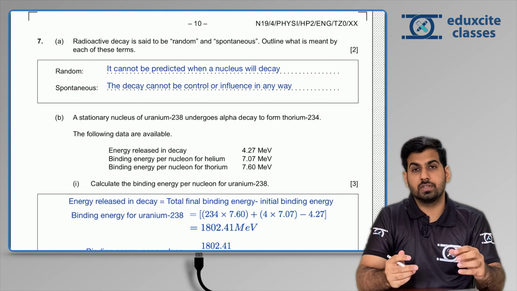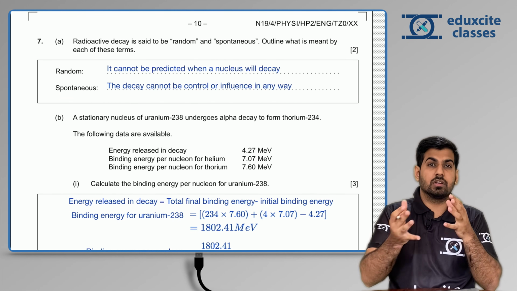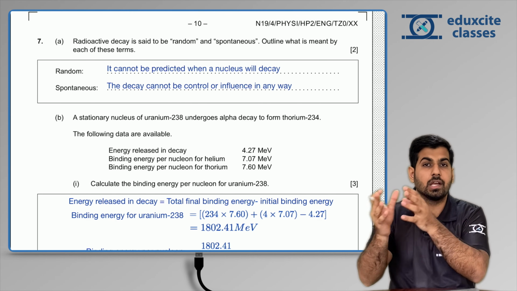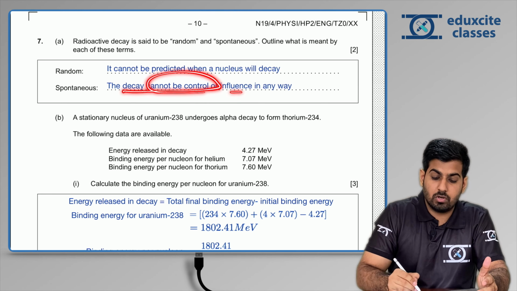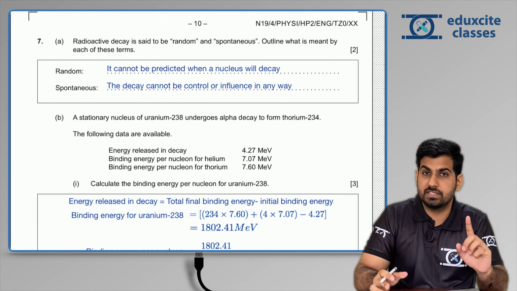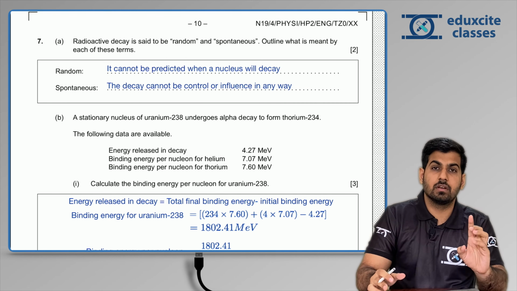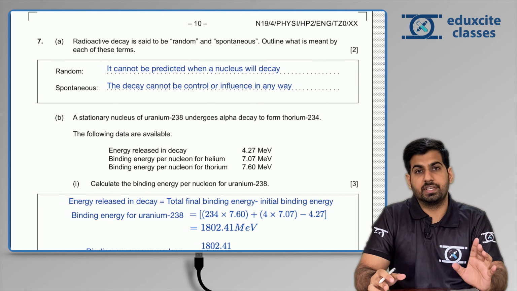And spontaneous means it cannot be controlled or influenced. I cannot control whether I want alpha decay, beta decay or gamma. It cannot be controlled or influenced in any way, and that is why radioactive decay is a random and spontaneous process.